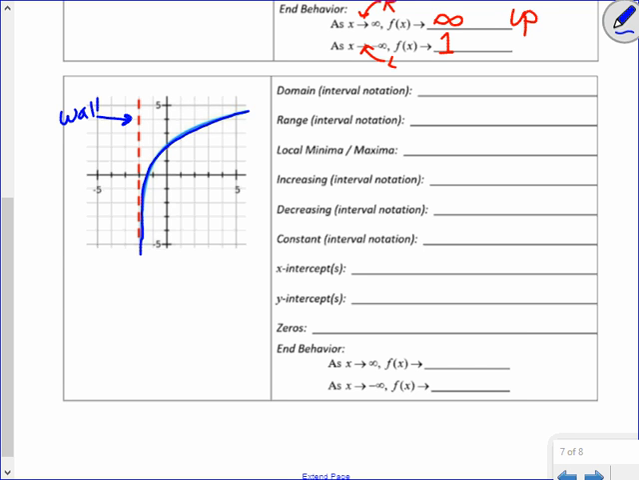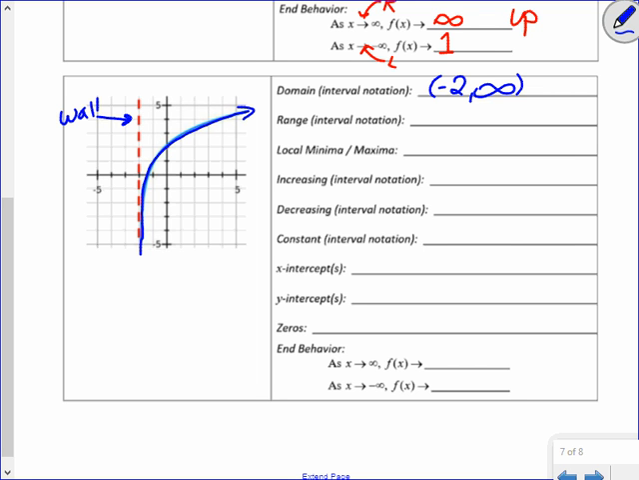So the furthest to the left that I can go is whatever the value of the asymptote is, because the asymptote cuts off your graph. You can't go past it. So that's at -2. So my domain, the furthest to the left I can go is -2. And then you'll notice that it goes off the graph forever to the other side towards positive infinity.